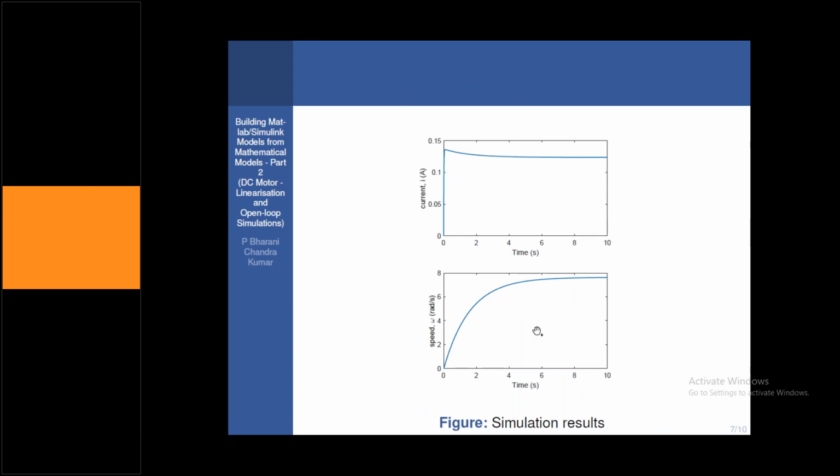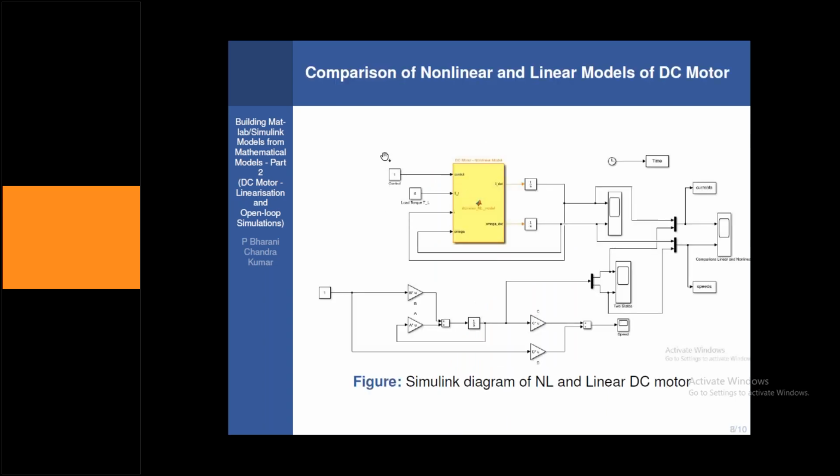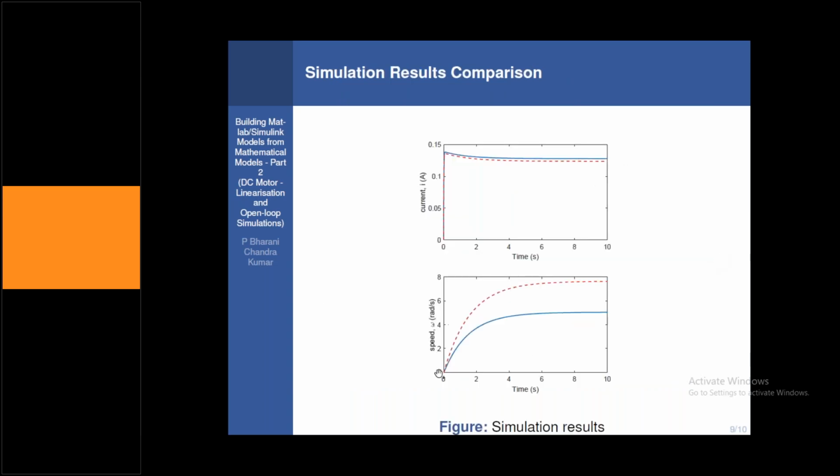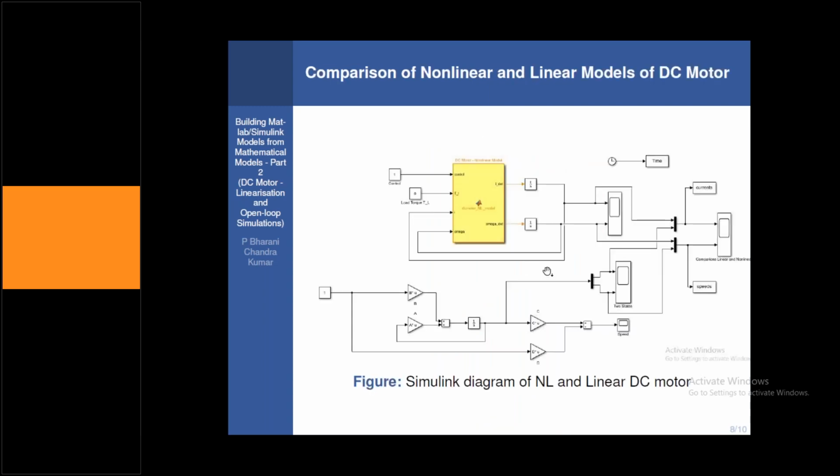But if I want to compare how my nonlinear model and the linear model look, I copied the nonlinear model that we had built till now, along with this linear model I developed, and compared the corresponding current with current and speed with speed. This is the comparison of linear and nonlinear. It looks like this. I think the blue one is the linear and the red one is the nonlinear. I have to check the code.